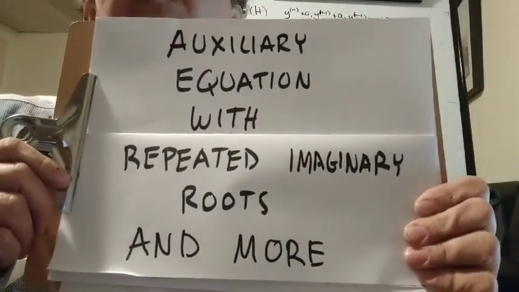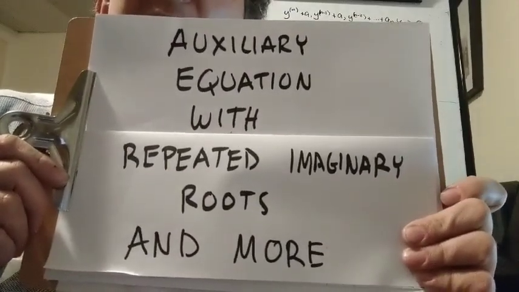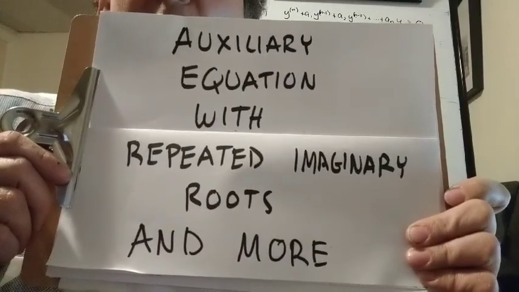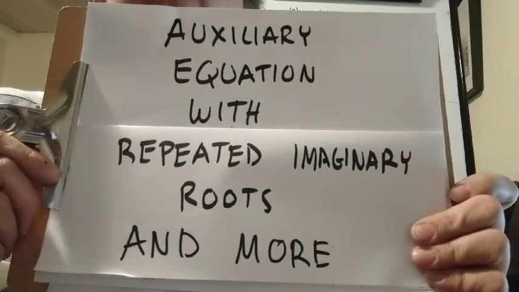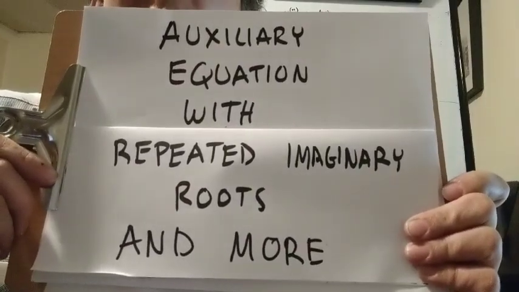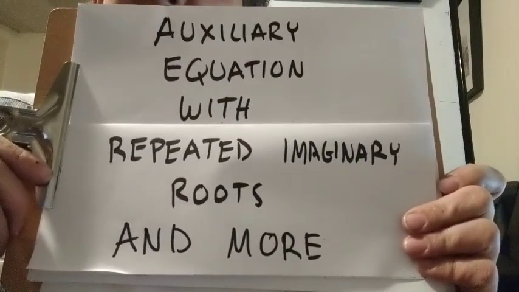All right, now the last combination is having an auxiliary equation with repeated imaginary roots. And then I want to combine all the complications that we've learned so far into one example using all of them.